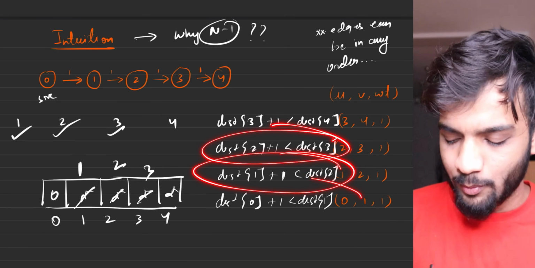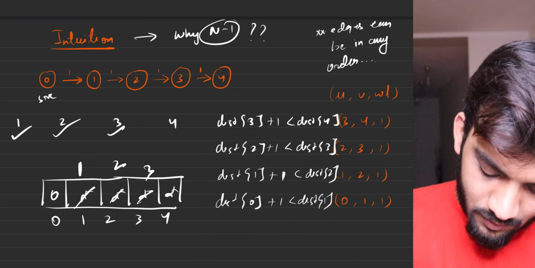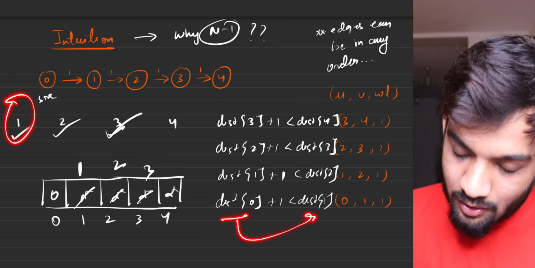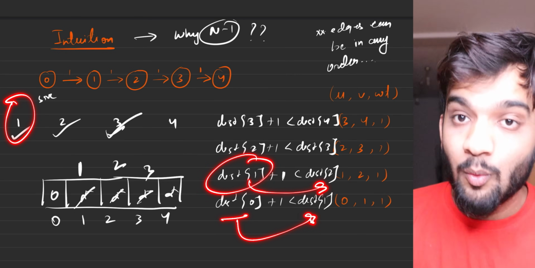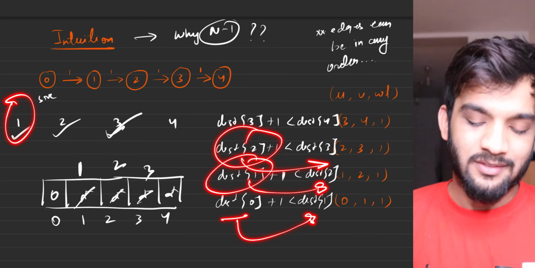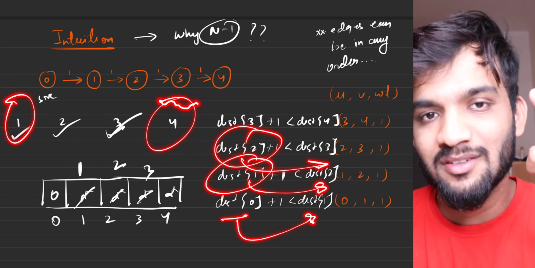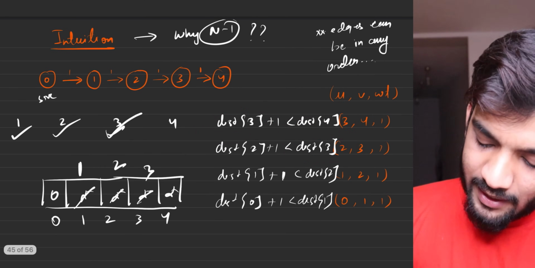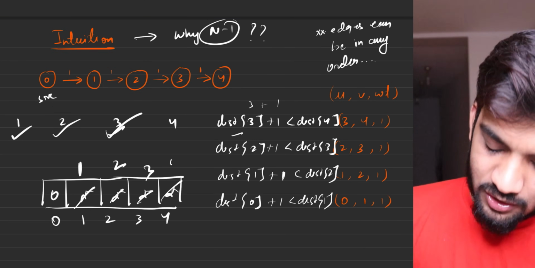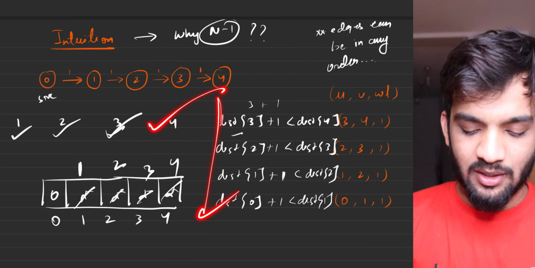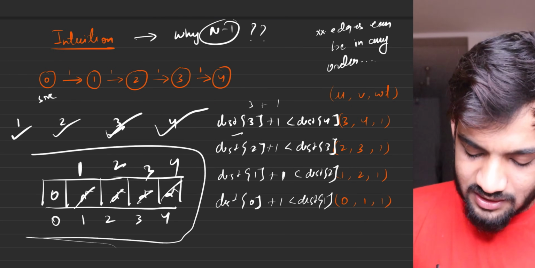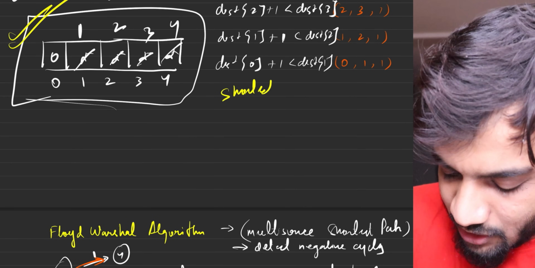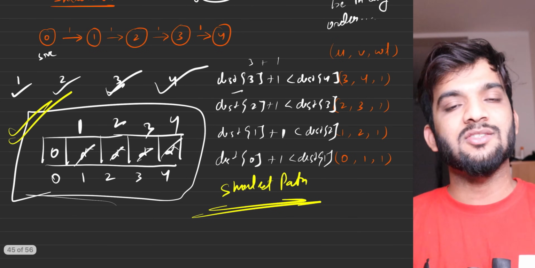Next, no more updates, no more relaxation. Third iteration done. Now, what happened in the first? 0 updated 1. What happened in the second? 1 updated 2. What happened in the third? 2 updated 3. So what will happen in the fourth? The 3 that you got will help you to update 4. So what did you get? 3. It says 3 plus 1, 4. So this will go as 4. So ultimately, on 4 iterations, the distance array is ready. And this is your shortest path. Can I say this? I can.